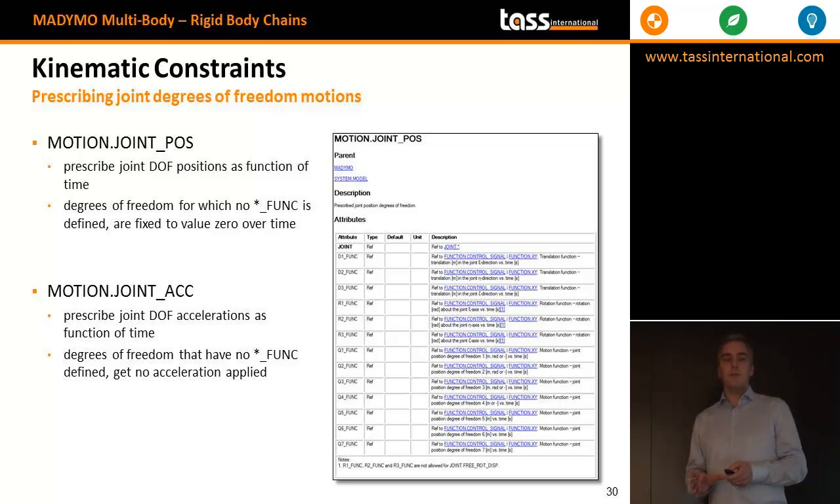And for every degree of freedom that you have no function defined, in motion joint pos, that means that the joint position is kept at 0. In motion joint ac, it means that the acceleration is kept at 0.